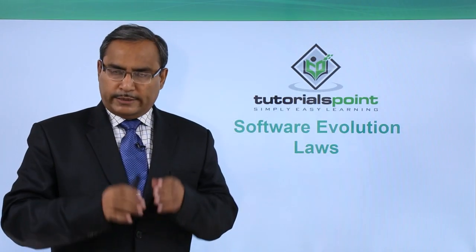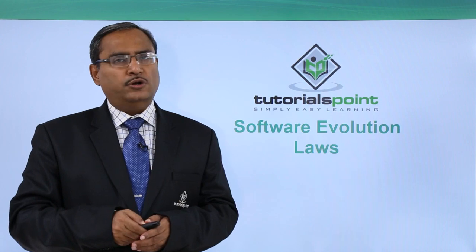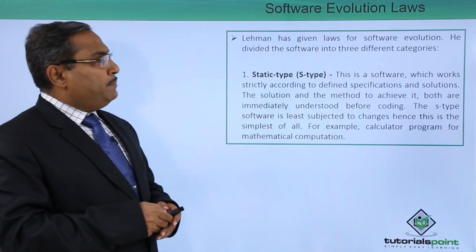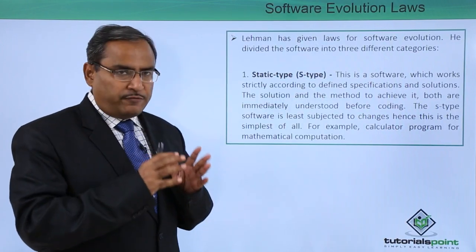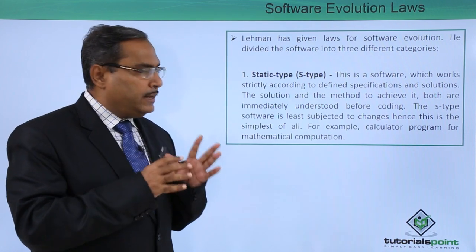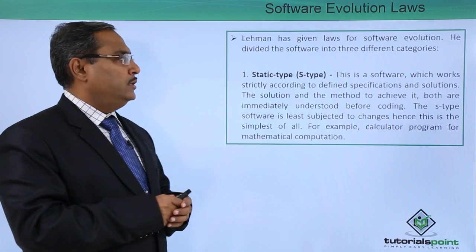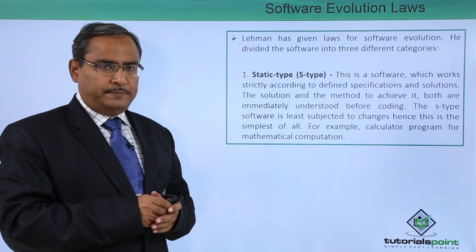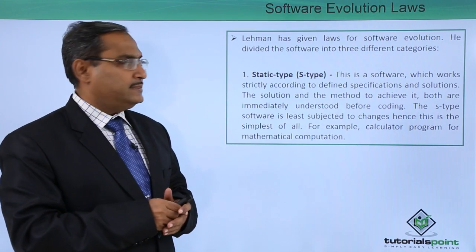In this session, we are discussing software evolution laws. Lehman has given laws for software evolution, and he divided the software into mainly three different categories. The first one is the static type. In short, it will be called as S type.